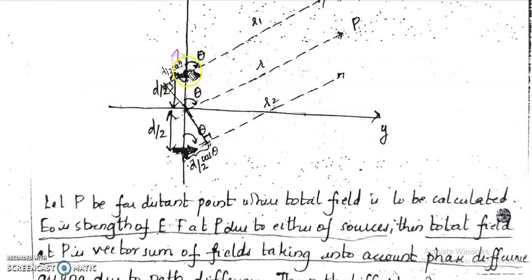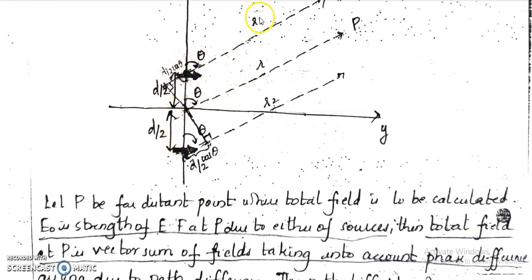We consider two sources. This is the first source, and the second source is here, and the distance between the sources is d. We want to find the electric field at the point P, that is the vector sum of the field due to each source. And if we consider the vector sum, we want to calculate the path difference between these 2 point sources.